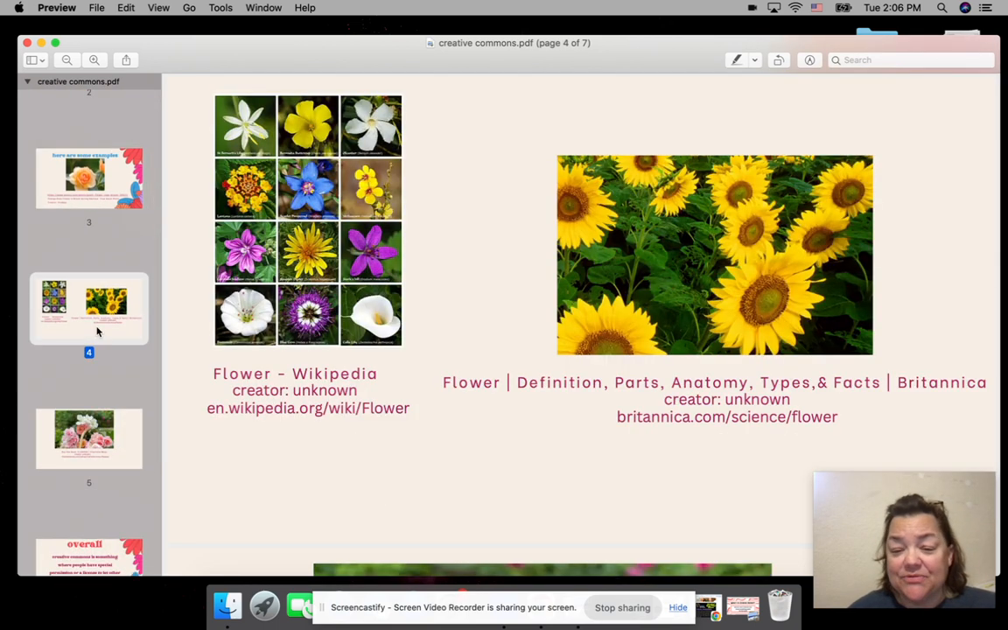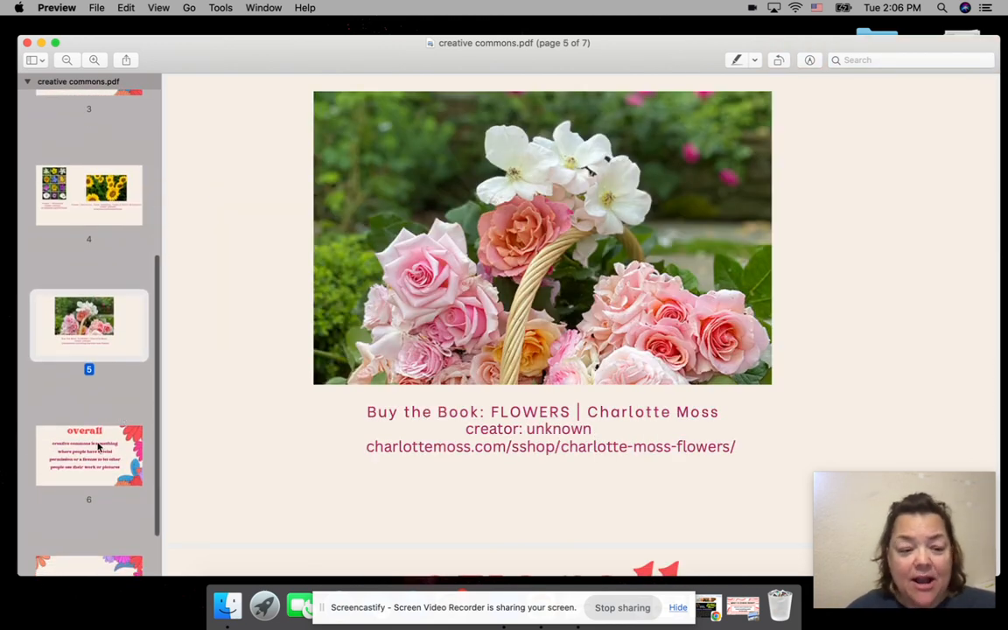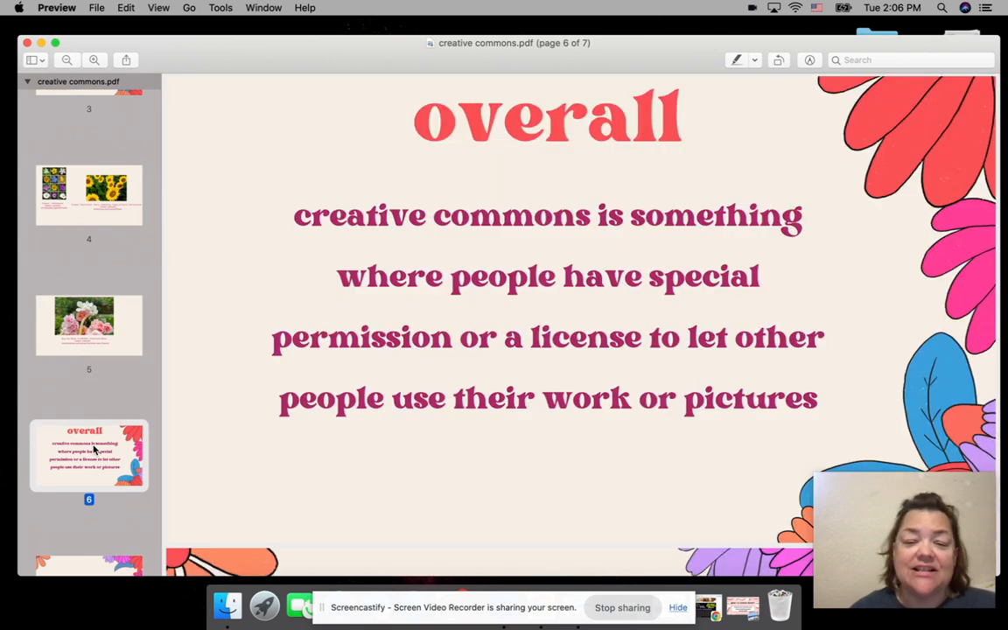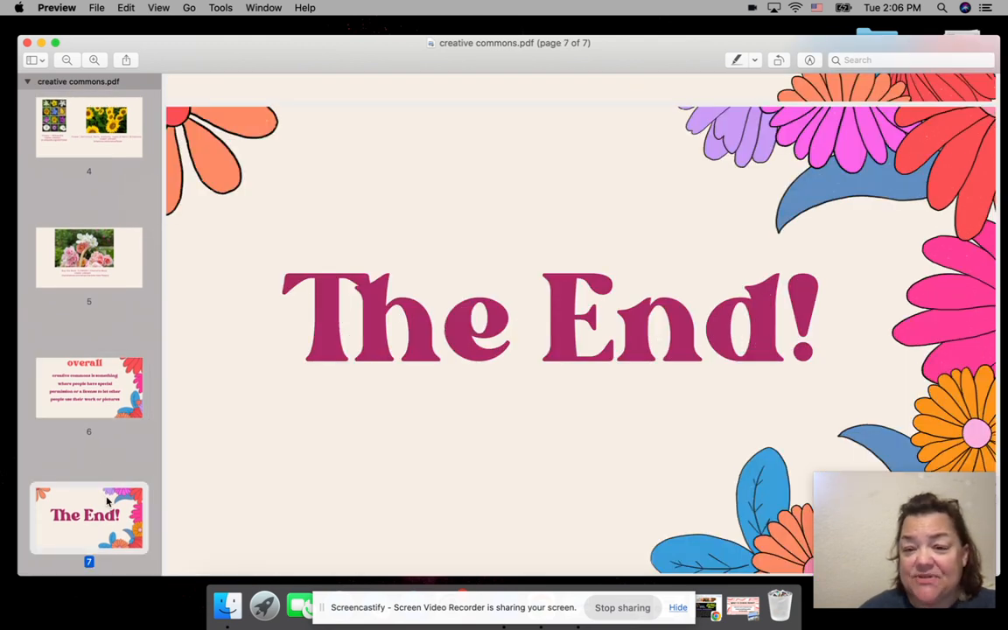They got to pick their own topic. This one chose flowers. Some of them chose space. Some of them chose their favorite game. But they had to explain what Creative Commons is. They had to explain how you do it. And then to show some examples.